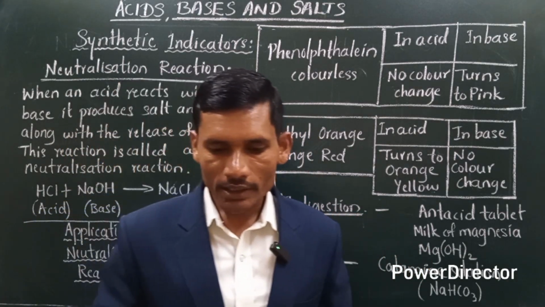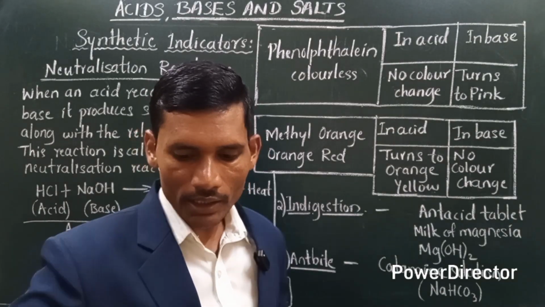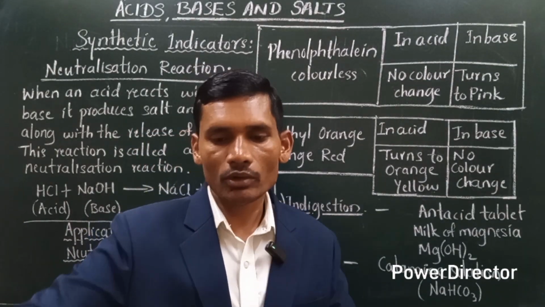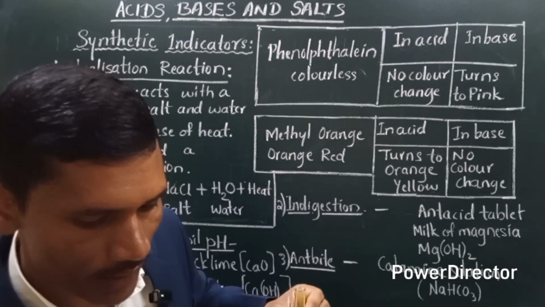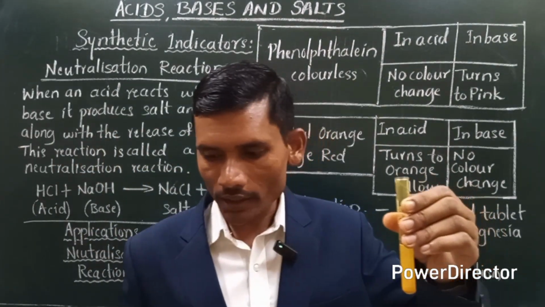In the previous class, we studied about indicators, that is the litmus paper test. In this video, we are going to start with turmeric, and how it changes its color in presence of acid and in presence of base. So let us take it here.